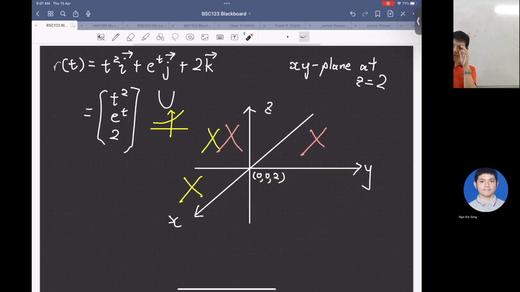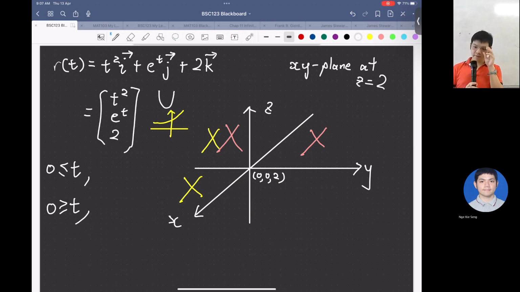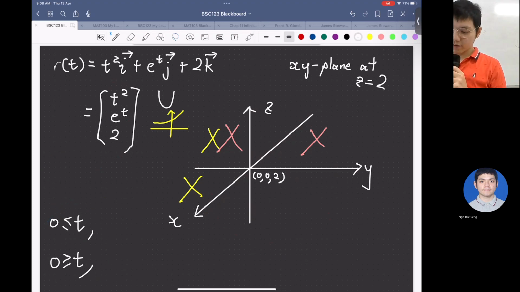So now is the time to determine the shape. Usually we split our t into t greater than or equal to 0 and t less than or equal to 0. Usually we do this. So we start with t equals 0. Let's start with a point first. Let's determine where this point is.